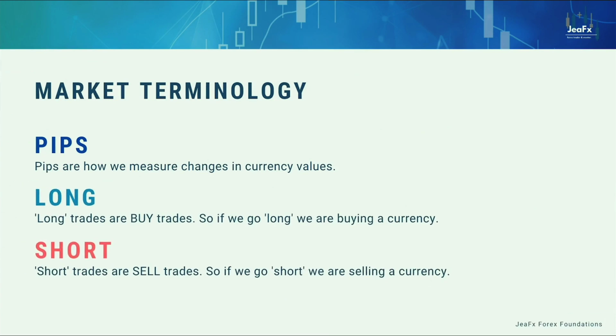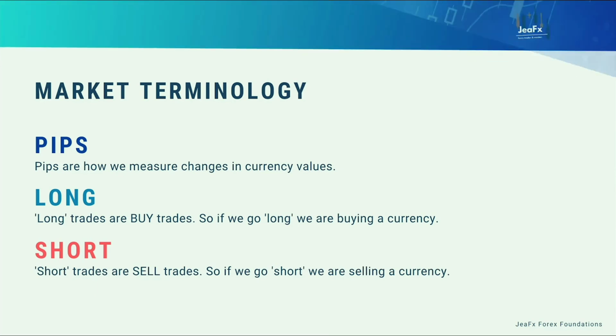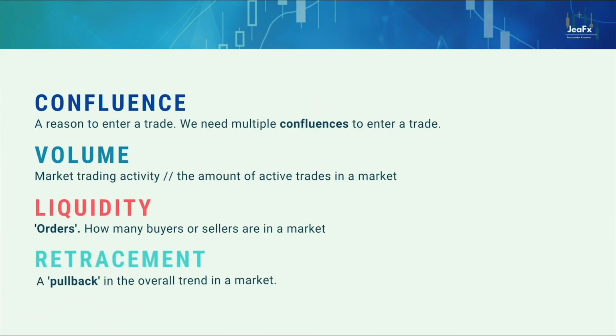So the market terminology that we need to know before we get into the course is going to be pips, which we've now spoken about. That is how we measure changes in currency values. Long and short, which refers to buy trades and sell trades. Confluences, which refers to a reason to enter a trade. Okay, so for example, we need multiple confluences to enter a trade.